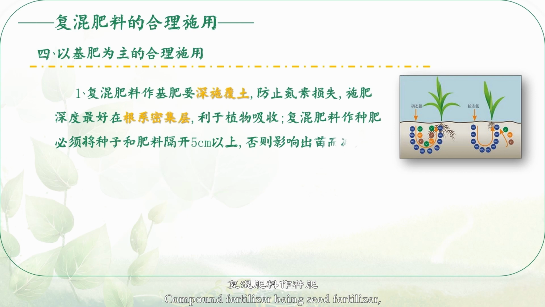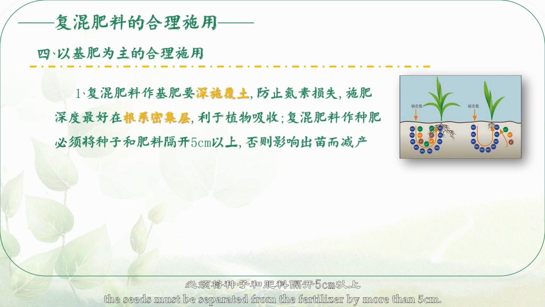Compound fertilizer being seed fertilizer, the seeds must be separated from the fertilizer by more than 5 centimeters. Otherwise, it will affect seedling emergence and reduce yield.